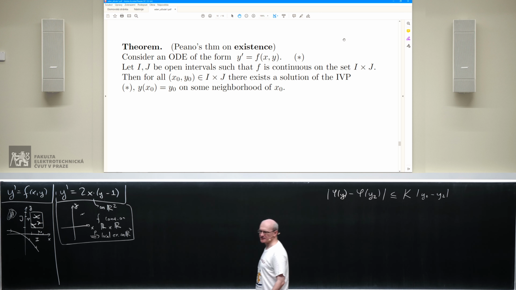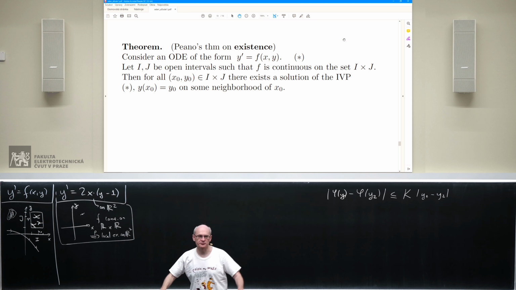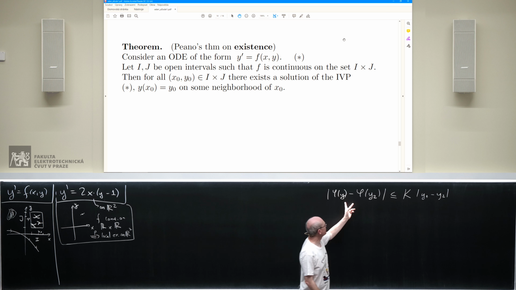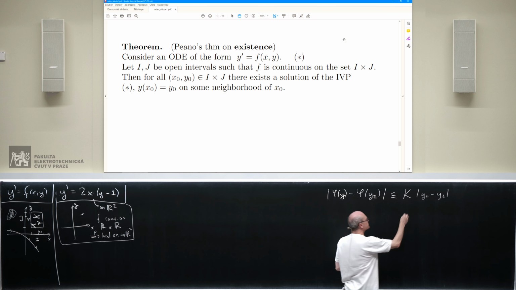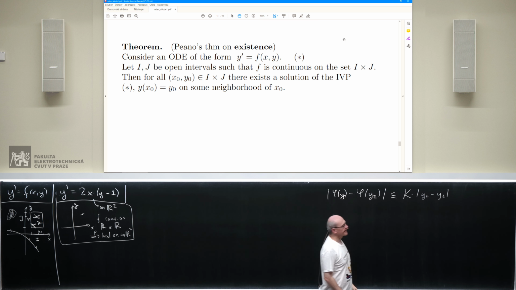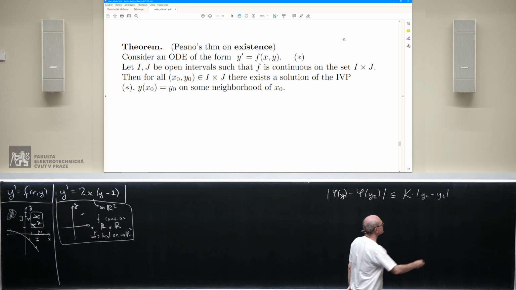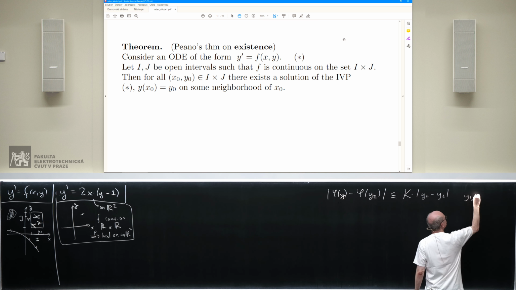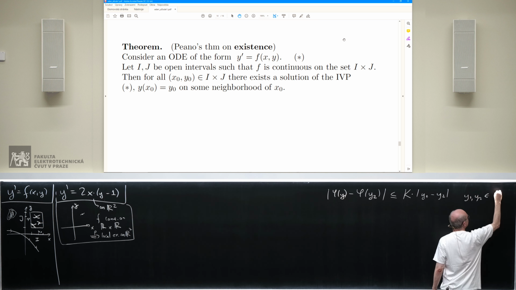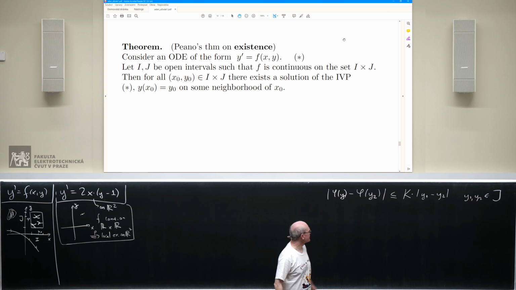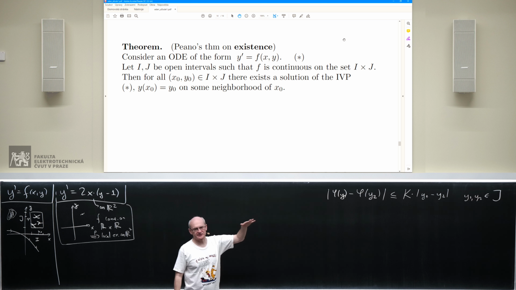So that's an inequality which puts proportion between the change in the variable and the change in the function. Now this k should be a constant. And this constant, of course, should be universal with respect to something. So we have to say where we take y1 and y2. So y1 and y2 are taken from a specific interval. Let me call it j because it's on the y-axis. Okay? This is how it works for a function of one variable.